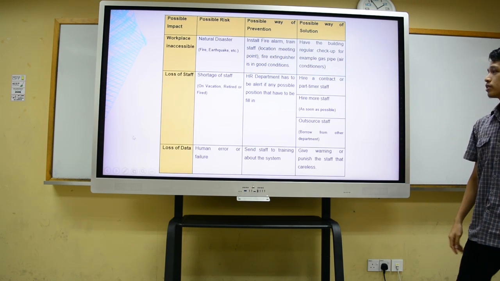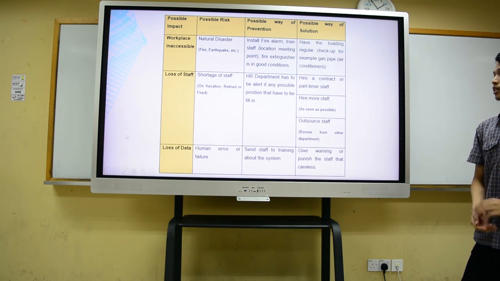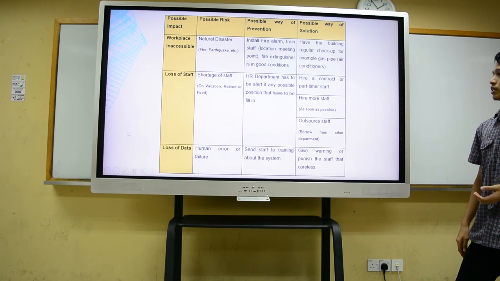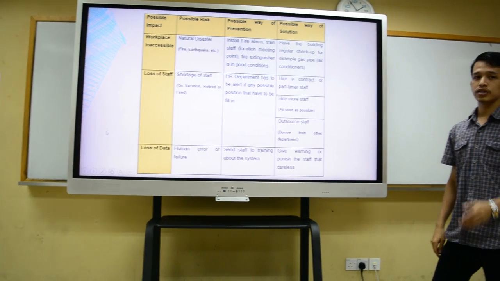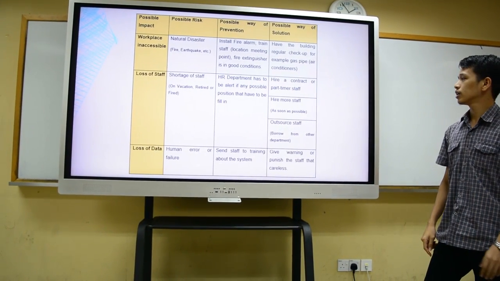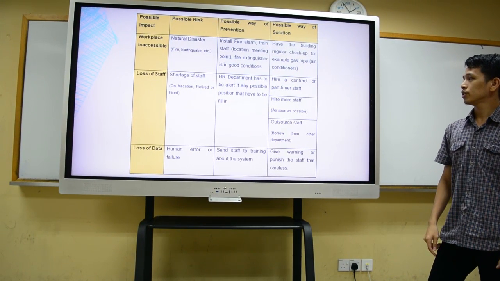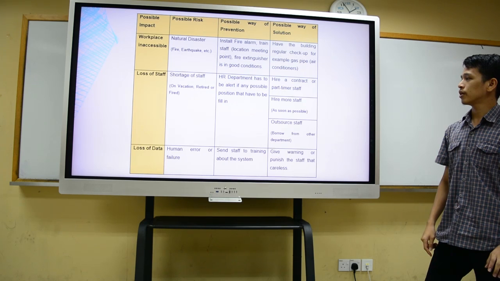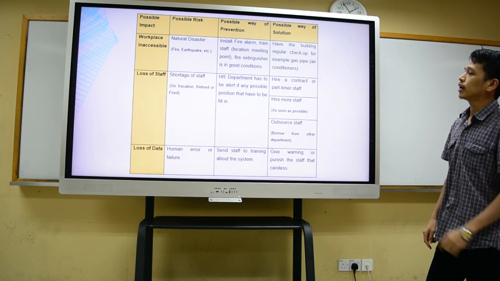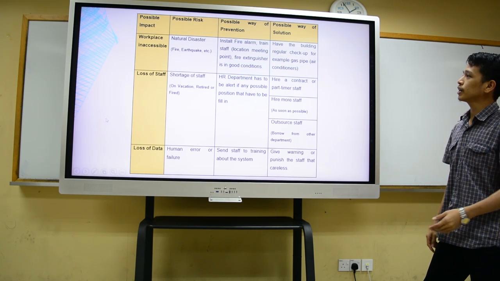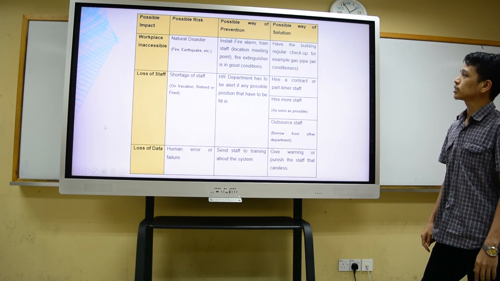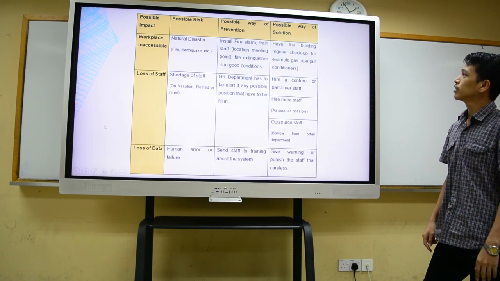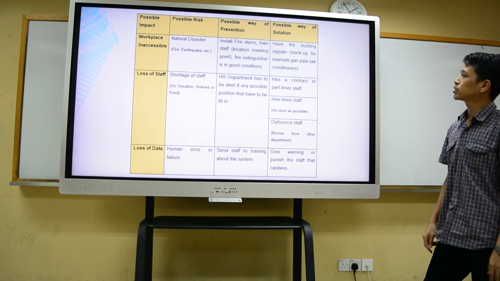Okay, I will present about risk mitigation strategy. Risk mitigation strategy means the steps an organization or company needs to take to reduce the disruption that will affect the company. Okay, there are 4 tables inside. First, possible impact, what will happen, possible risk, possible way to prevent, and possible way of the solution.